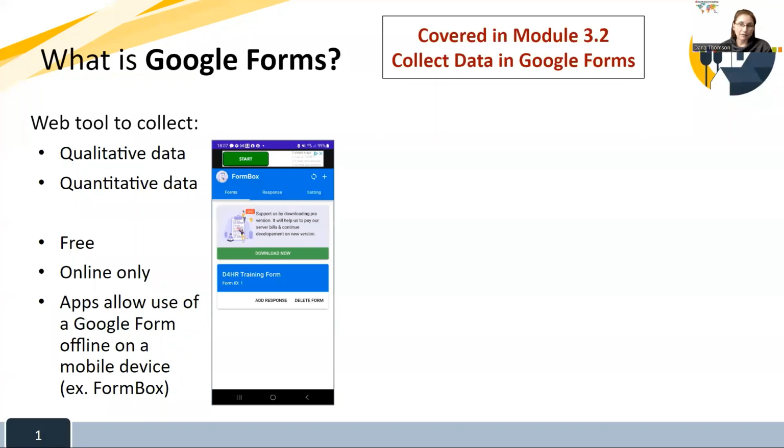So you hopefully have a bunch of people in the room right now who are interested in becoming survey team leaders or supervisors. So hopefully they are already familiar with what Google Forms is, but it is worth reiterating that it's a web tool that's used to collect qualitative and quantitative data. It's free, it's available for online use only, but we can use it with other apps like Formbox to make it available offline and usable on mobile devices. All of this is covered in module 3.2.